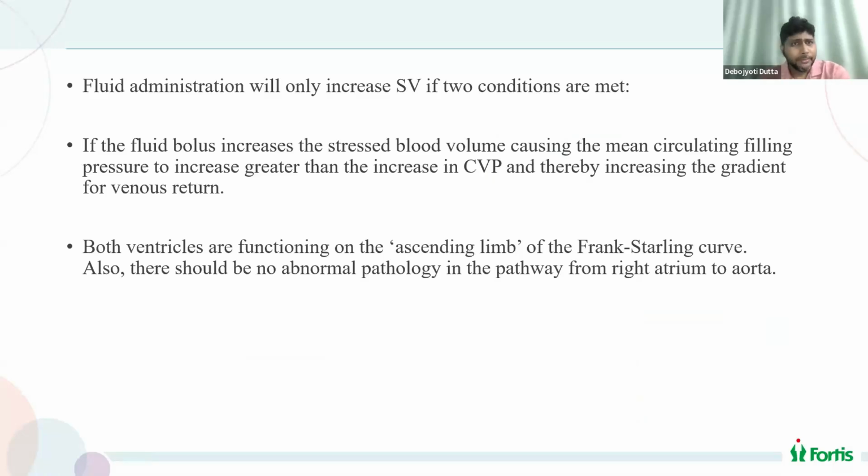So fluid administration leading to increasing stroke volume depends on two things. One is that volume should increase the circulating filling pressure and increase the pressure gradient from mean systemic filling pressure to the right atrial pressure. Another is that my ventricles should be working at the ascending limb of the Frank-Starling curve, because otherwise it's going to lead to fluid overload.